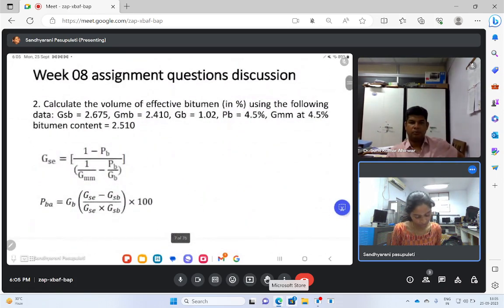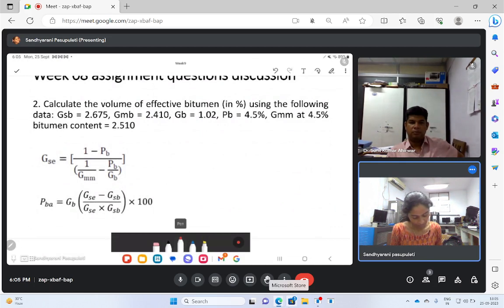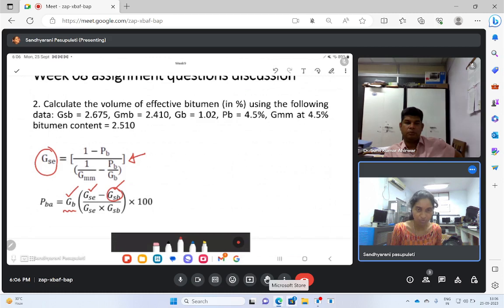For example, for the bitumen absorption, we need the effective specific gravity, the bulk specific gravity of aggregates, and the specific gravity of bitumen. These are directly given. But we do not know the effective specific gravity of aggregates, so how do we calculate it? This is the formula for calculating the effective specific gravity, where all other details have been given. If we calculate the effective specific gravity and substitute here, we will get the bitumen absorption.